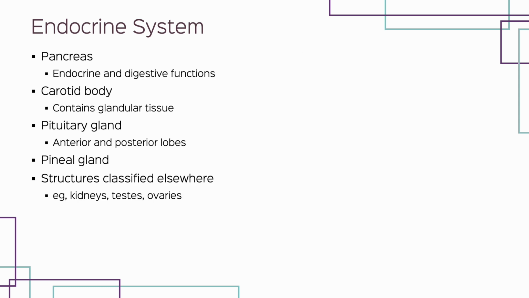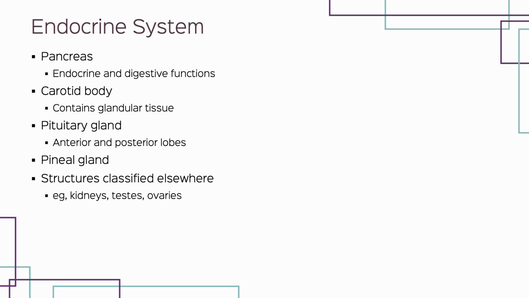The pancreas is both an endocrine and exocrine organ. The carotid body is a chemoreceptor monitoring the oxygen level within the blood. It is not an endocrine structure. However, it is listed in CPT with the endocrine system code set.